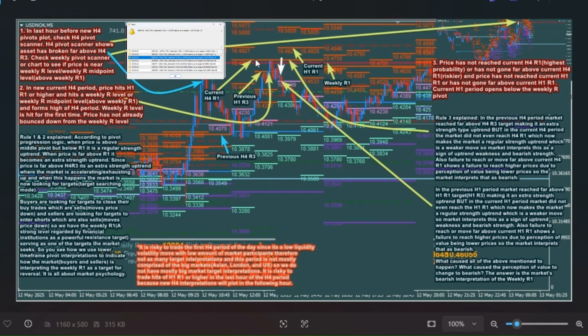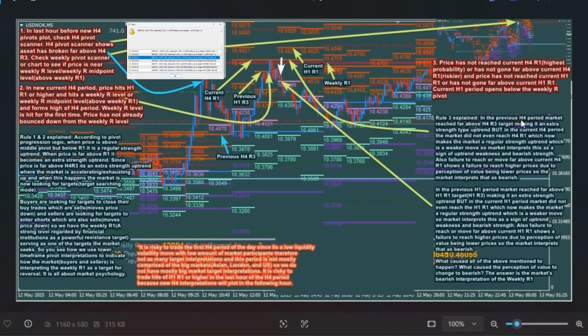Now, when price fails to reach the current H4R1, that's considered the highest probability trade because this trade has the highest win percentage, okay? And I'll explain why failure to reach the H4R1 is the highest probability in a bit. In the current H1 period, price fails to reach the current H1R1, okay? Or has not gone far above the current H1R1. So we have a failure to reach the current H1R1. That's also a sign of weakness.